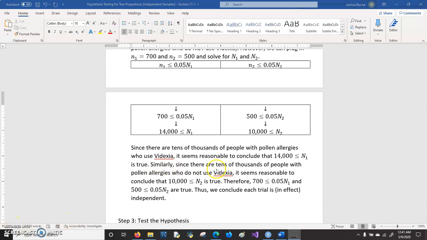Similarly, since there are tens of thousands of people with pollen allergies who do not use Videxia, it also seems reasonable to conclude that that population of people is more than 10,000. So therefore, both of these inequalities are true, and we can conclude that each trial is in effect independent.